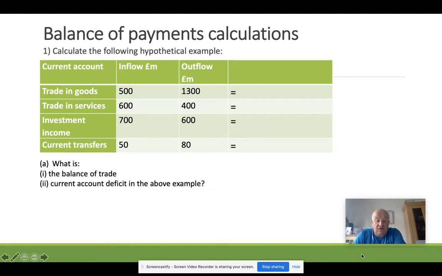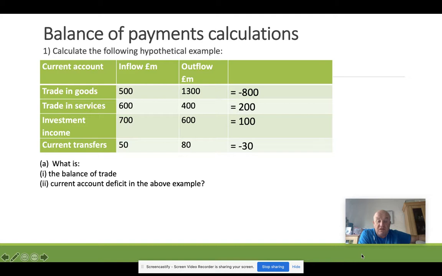Okay, so let's take a look at this example then. So in the first instance, we've got a number of different transactions that are taking place. Okay, we've got trading goods. We've got an inflow of 500, but we've got an outflow of 1300. So in that instance, taking the outflows away from the inflows, we've got a deficit in trading goods of minus 800. Trading services, we've got 600 inflow, we've got 400 outflow. So actually, we've got a surplus in trading services, a £200 million surplus.